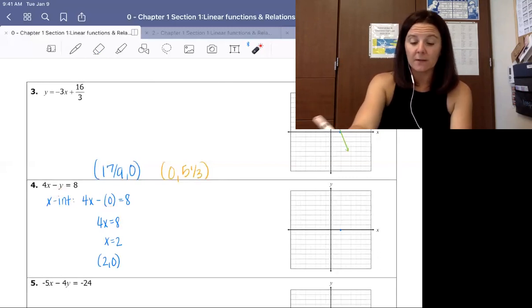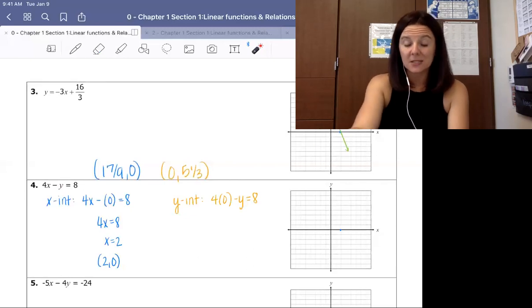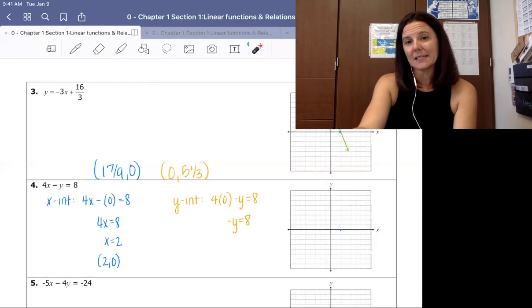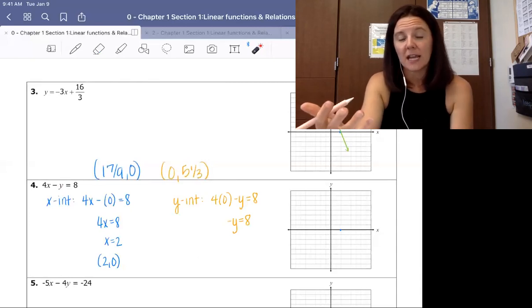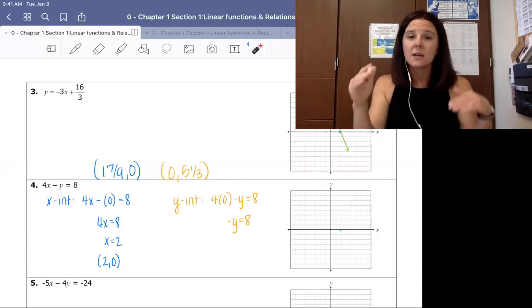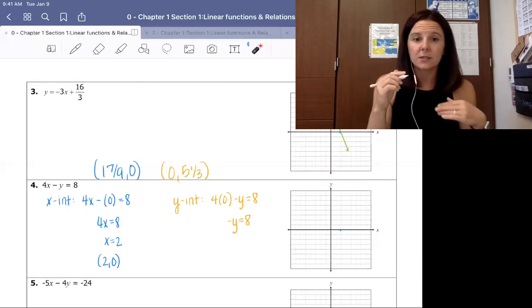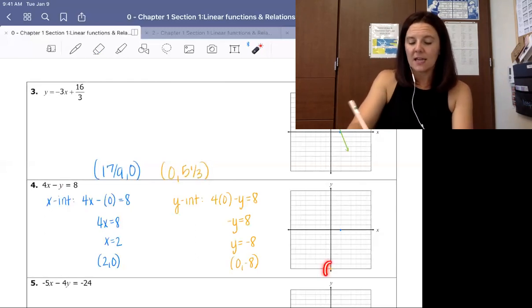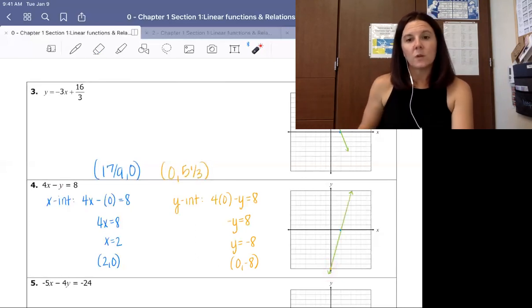And for our y-intercept, we do the opposite. We're going to plug 0 in for x. 4 times 0 becomes 0. And 0 minus y is just -y. And when -y equals 8, when you have a negative variable equal to a number, you just take and flip both of their signs. So the y becomes positive, the 8 becomes negative, y equals -8, which means this point is at 0, -8. Now we can connect the dots and we have our line.